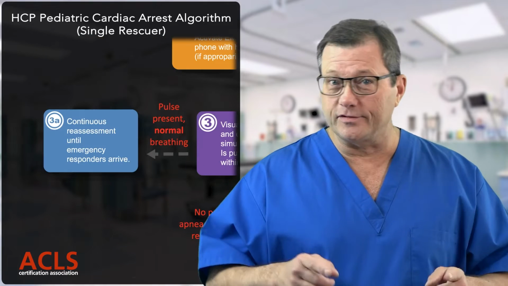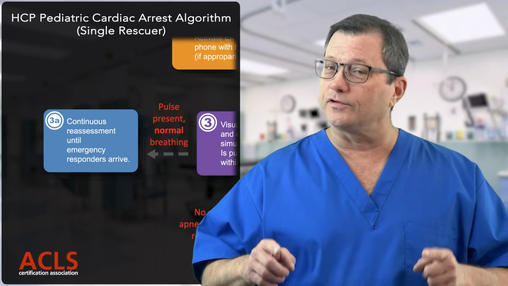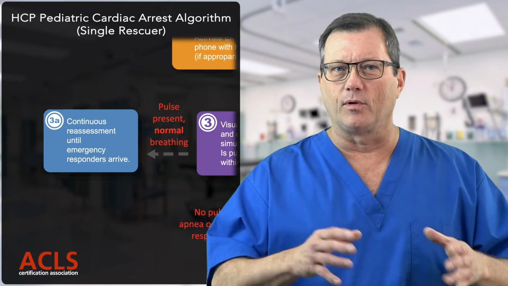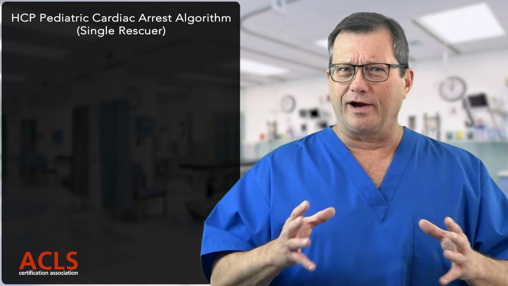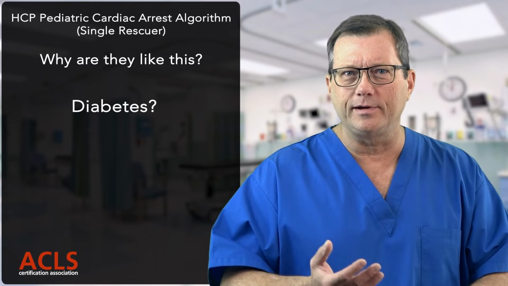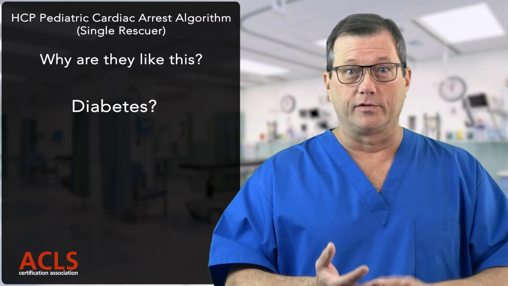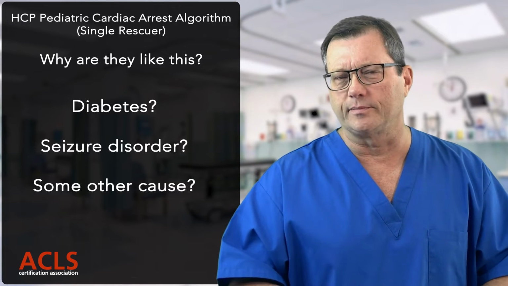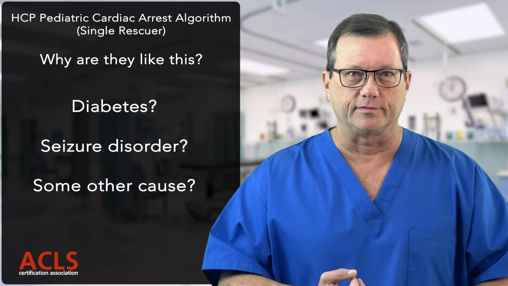Now, if your patient has a pulse and they're breathing, they're just unresponsive, the algorithm says to continue to monitor them and wait for help to come. Try to figure out why they're like this. Are they a diabetic, maybe? Try to get some other history on them. Do they have seizure disorder, and what we're seeing is a seizure? So try to get some more information about this patient as to why they're unresponsive.